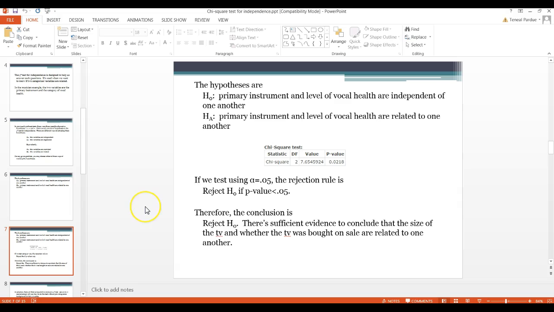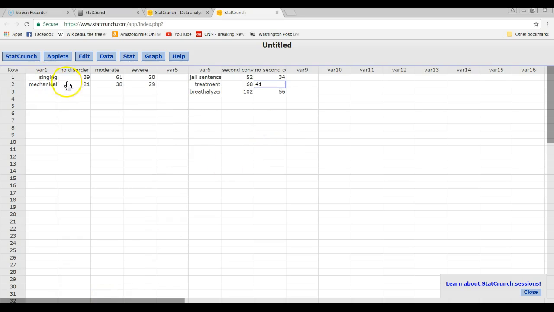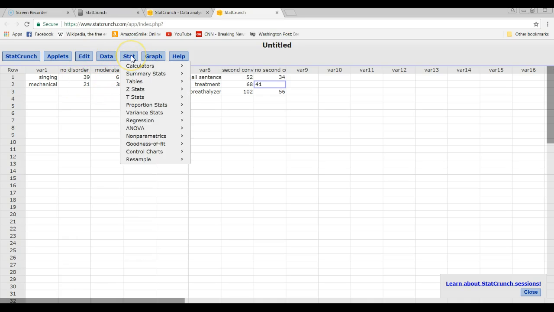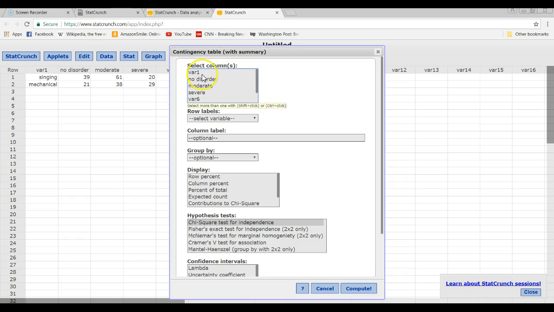All right, so let's go over to StatCrunch. I've typed this data in already. No disorder, moderate, severe, and StatCrunch requires that you type the labels into a column. So our data is right here. To run the test, we're going to go to Stat, Tables, Contingency. Here we have the summary, so we'll click the summary. Our three columns are no disorder, moderate, and severe, so I'm just going to hit Shift and select all three of these categories.